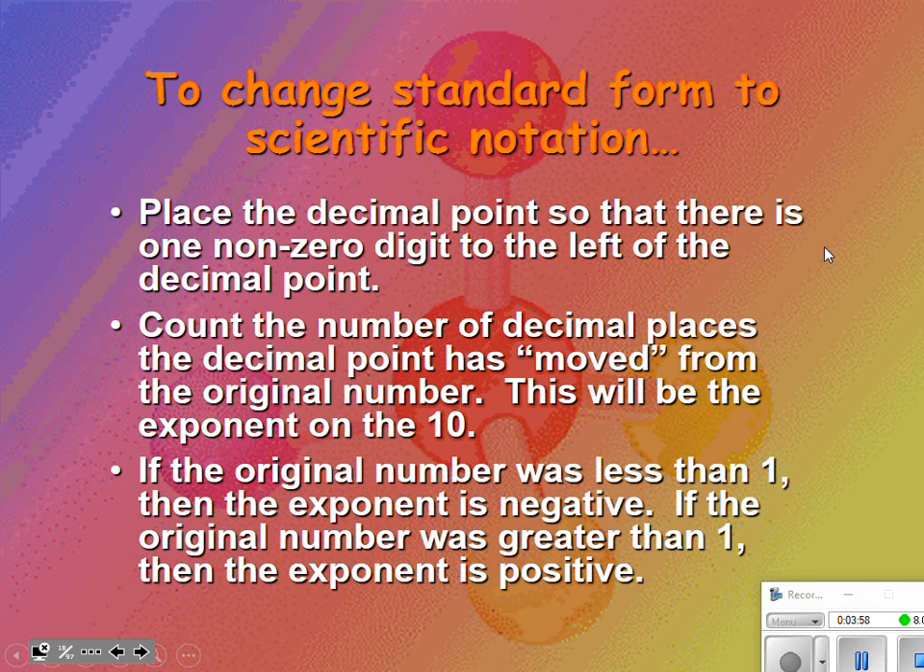So, the three parts: we have to make one non-zero number to the left of the decimal point. Then we have to count how many places we move the decimal point, and then we have to determine whether we're dealing with a positive or a negative exponent.